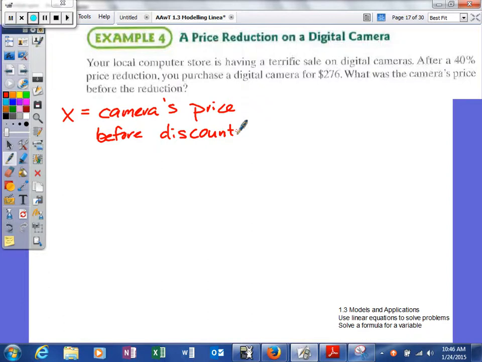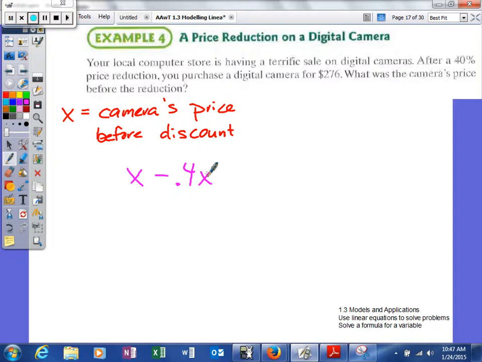Well, how do you take a discount? There's a couple ways to do this. One way is to say, well, you're going to take the camera's cost, X, and you're going to decrease it by 40%. The way you write 40% as a decimal is 0.4 of that cost. So that's one way to write our problem. You can start with your original amount and then take off 40% of the original amount, and that will give you how much you paid.